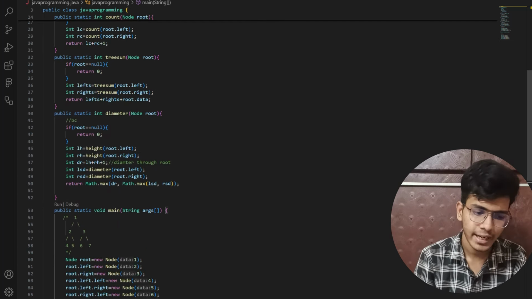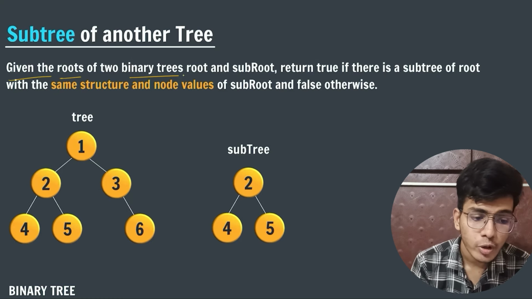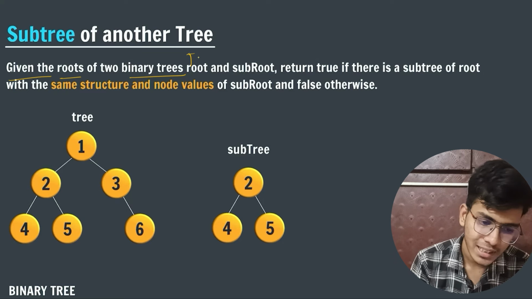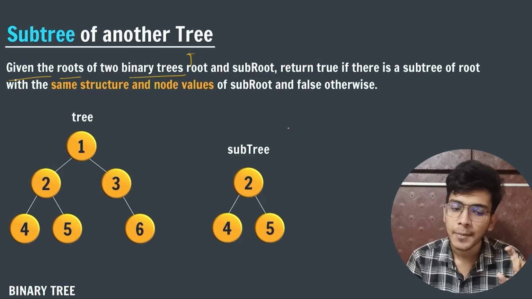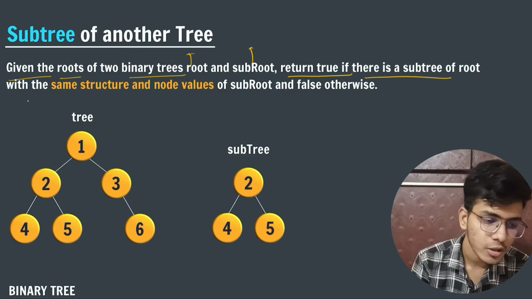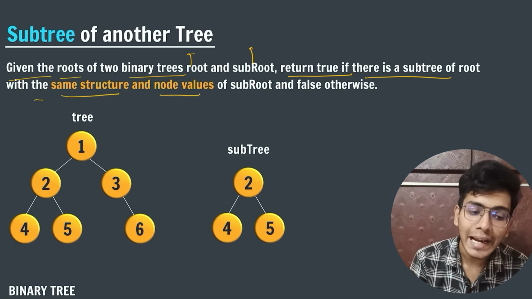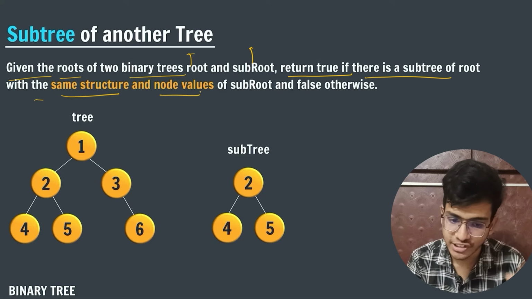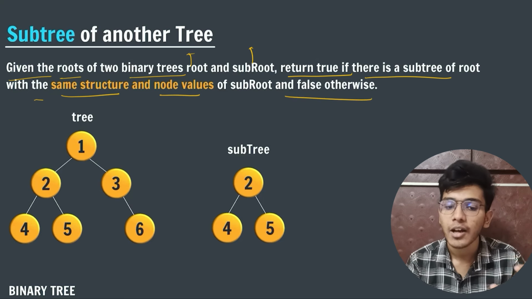Now let us talk about another question. In this question, I need to tell whether the given subtree is a part of my main tree or not. So in this, I will be given the roots of two binary trees. The main tree root is known as root, and the subtree which I have given, I am calling its root as subroot. I need to return true if the subtree of that root lies in the main tree with the same structure and the node values are also the same. If these two things are the same, then I will return true, else I will return false.